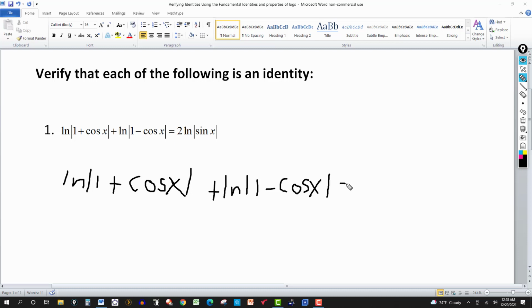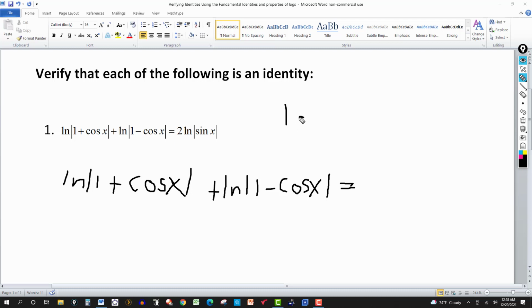And we're going to say this is equal to, and there's a property of log that tells you that if you have the sum of two logs to the same base, that's going to be the same as the log of the product of those quantities. So it looks something like this.